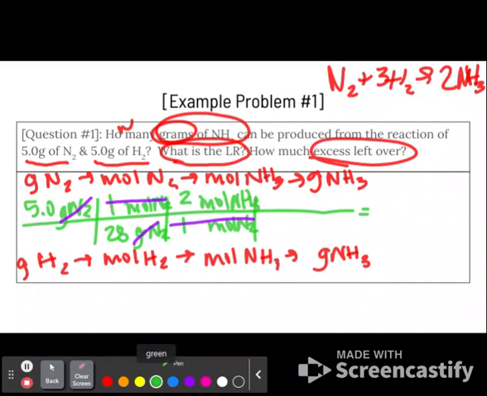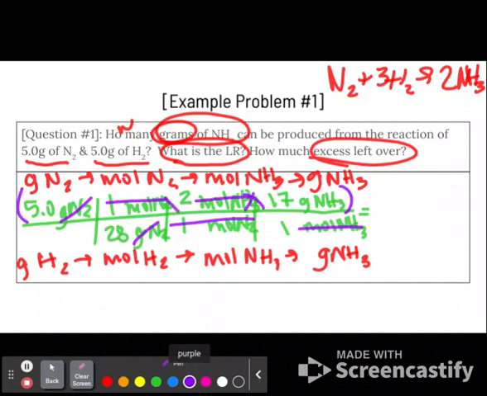Now we're in moles of NH3. We want to get rid of those and get grams of NH3. For every 1 mole of NH3, there's 17 grams. Get rid of the moles there. Multiply everything up top. Divide just by 28. So my answer here would be, let me multiply this out very quickly.